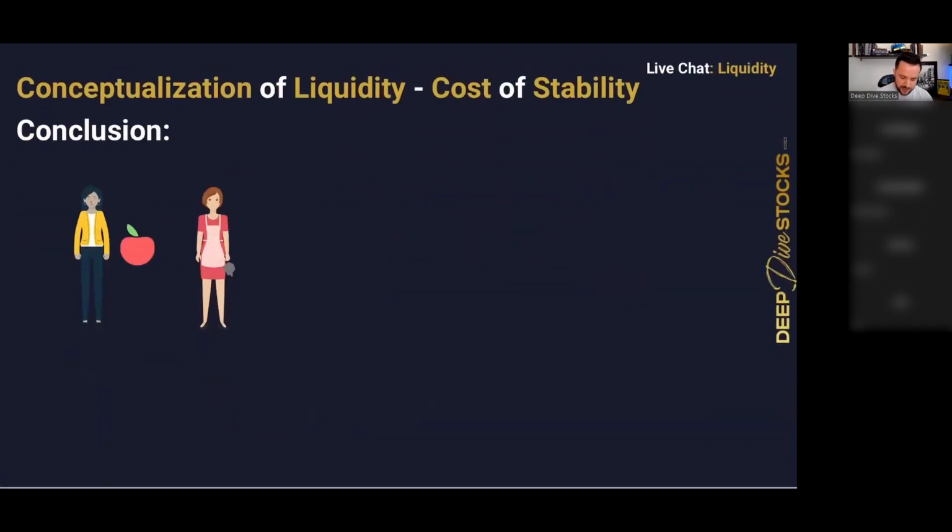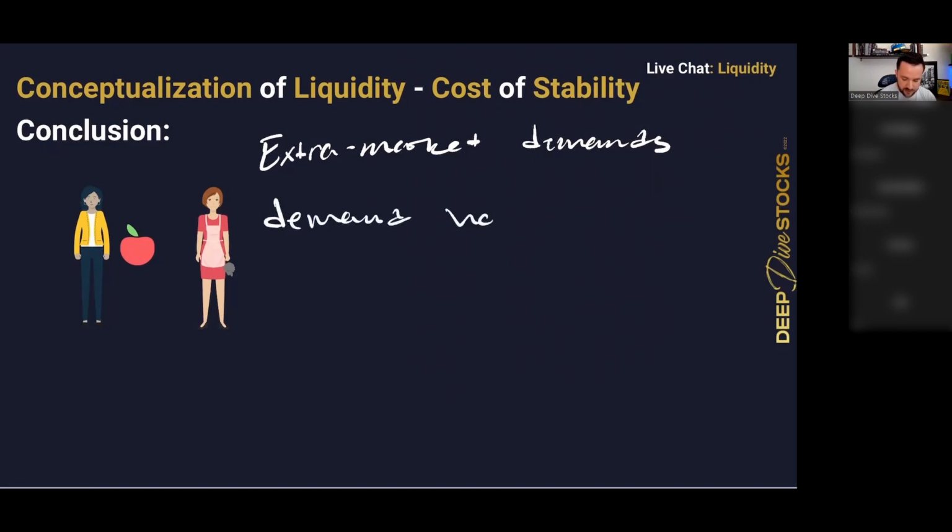So some take home points of the cost of stability is there are times when there are these extra market demands, varied, and a variety of them can pop up. This demand has a cost, right? I mean, most fundamental aspect of capitalism, a demand has a cost. If you need something, it's going to cost you.